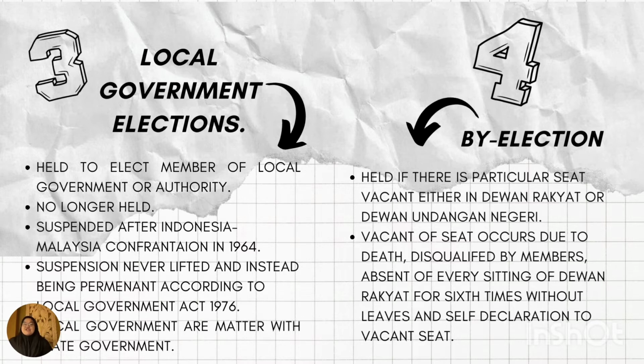The last type of election in Malaysia is the by-election. A by-election is held if a particular seat is vacant in either the Dewan Rakyat, the House of Representatives, or the Dewan Undangan Negeri, the State Legislative Assembly. A vacancy can occur due to a few factors, such as the death of a member, disqualification of a member, absence from every sitting of Dewan Rakyat for 6 times without leave, and lastly, self-declaration to vacate the seat.